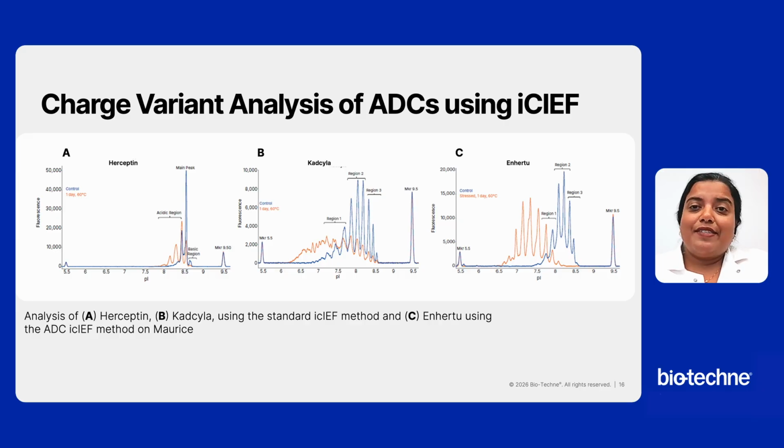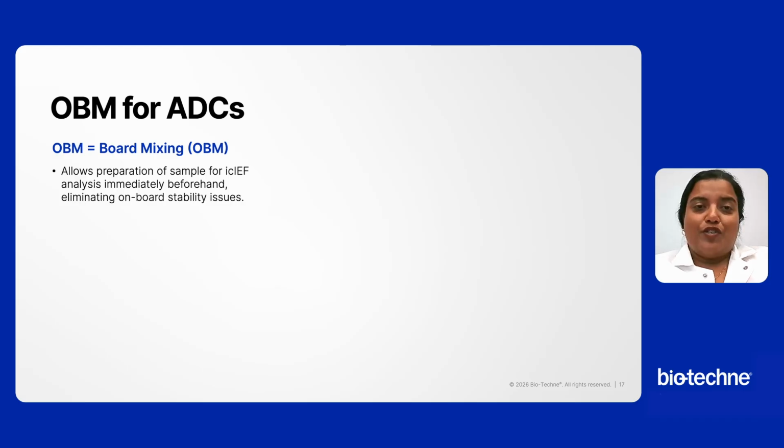This figure demonstrates the power of icIEF by comparing the profiles of native samples with the stressed samples for each of the three molecules: Herceptin, which you can see in figure A, Kadcyla, figure B, and Enhertu in figure C. Marked differences between the charge heterogeneities of native and stressed samples are observed, with degradation confirmed after the samples were incubated at 60 degrees Celsius for 1 day. An increase in acidic species is observed in all three degraded molecules. Another key feature is the use of onboard mixing on the Maurice system.